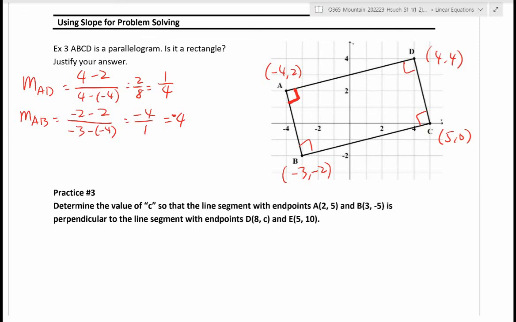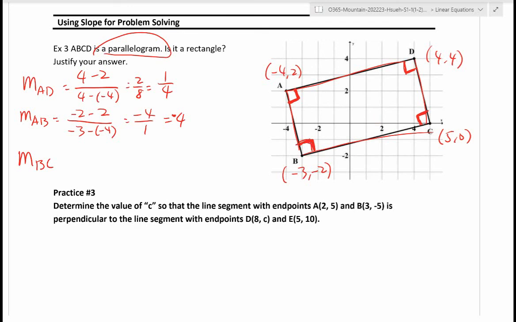Now, because we're told it's a parallelogram, this line is parallel to that line, and this line is parallel to the other. So if this angle is 90 degrees, then this one is also 90 degrees already, so we don't need to check it. We checked AB and found its slope. Now let's find the slope of BC. Well, the slope of BC is the same as the slope of AD, right? Because they are parallel.